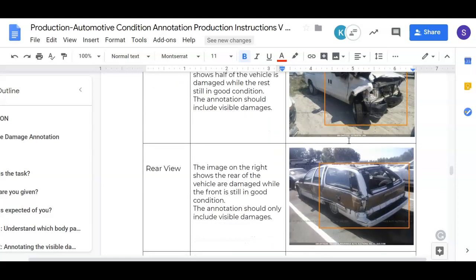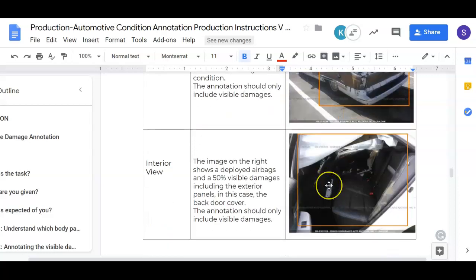Same with another one here. You can see that half of the vehicle is heavily damaged, where the whole back part has been dented inwards. One may argue that this just looks like a dent, but if you look at the shape of the car, you can see that this whole thing is dented inwards. Obviously this whole part should be 50% damage, and this whole thing should be annotated.